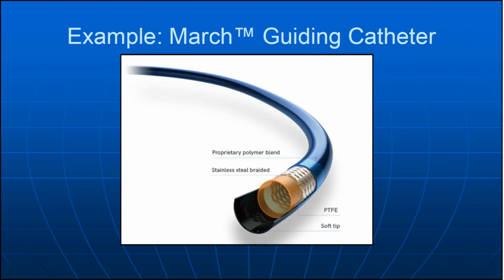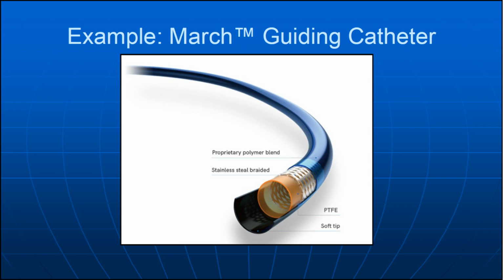The next device that is evaluated is the March guiding catheter. Its design is very typical for a guide catheter. The first layer shown in the design is the PTFE inner liner. As in the previous example, the typical thickness is 0.00075 inches to 0.0015 inches.